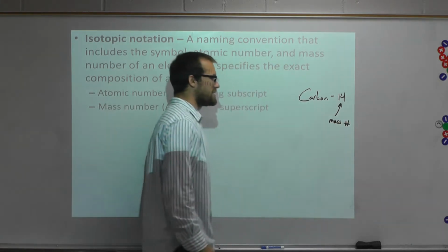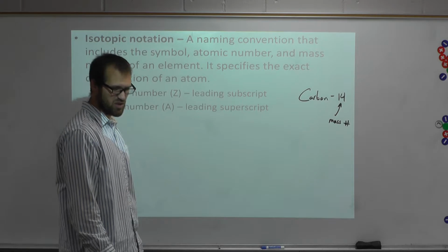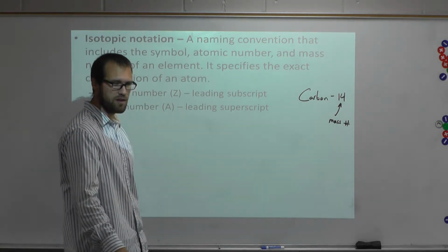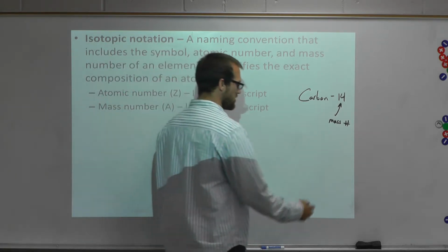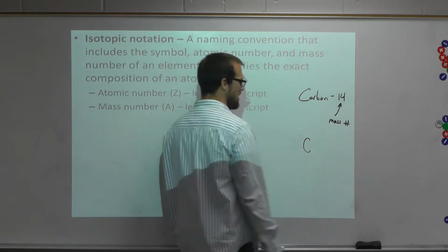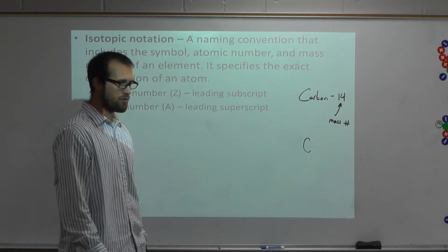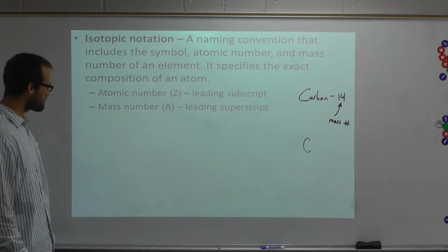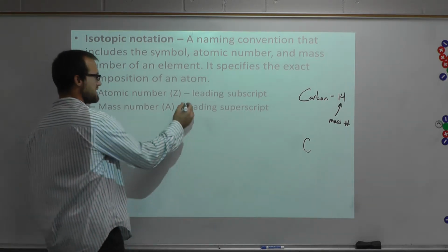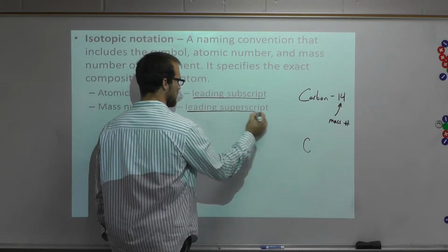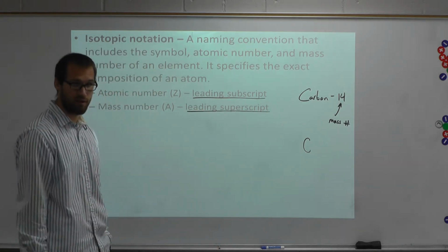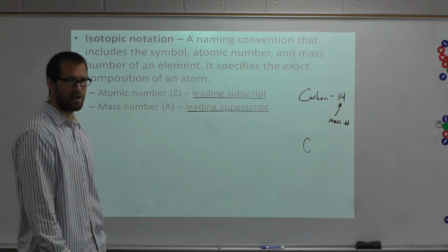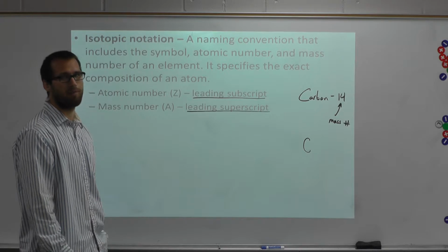Here's how isotopic notation goes. You always have the symbol of the element that you are writing the isotopic notation for. So carbon's symbol is C. Then it says leading subscript and leading superscript. Leading just means before, not after. A subscript is at the bottom, and a superscript is at the top, or an exponent.